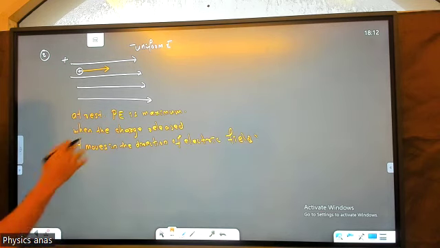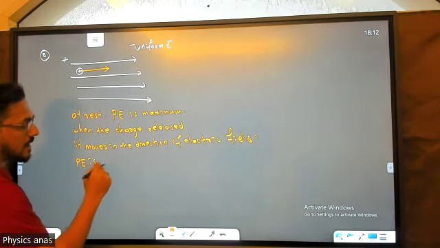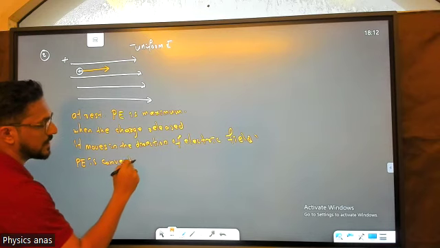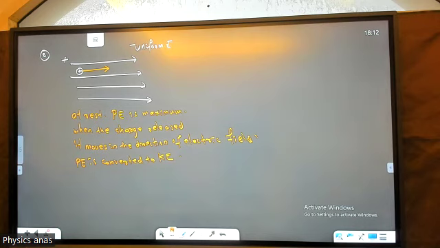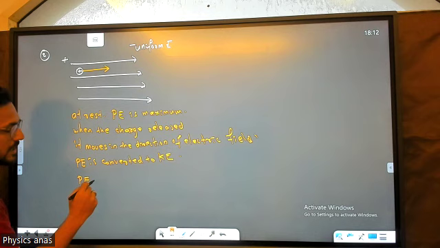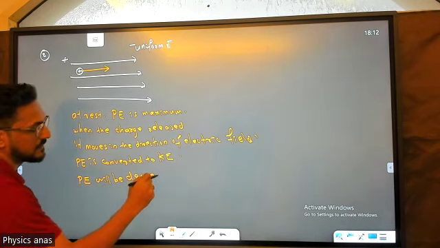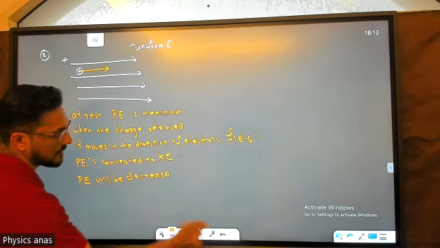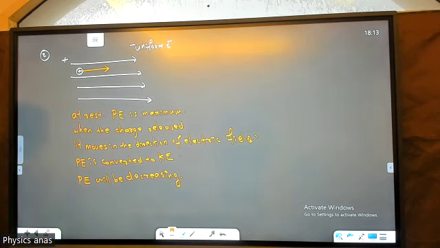Okay. What happens to potential energy? Potential energy is converted to kinetic energy. That means potential energy will be decreasing. This is the answer. What is the option? Potential energy will be decreasing. That option is C. It decreases because the charge moves along the electric field.